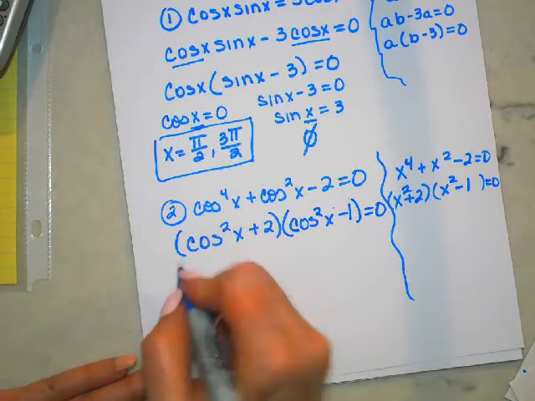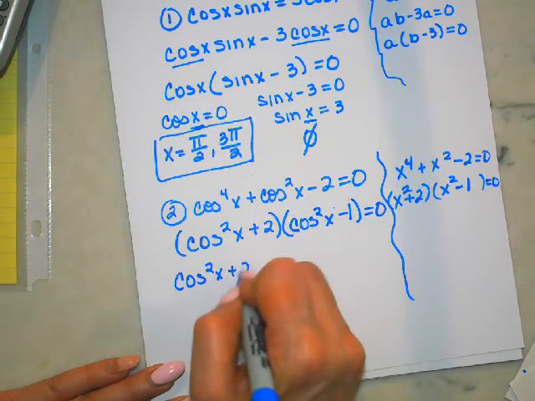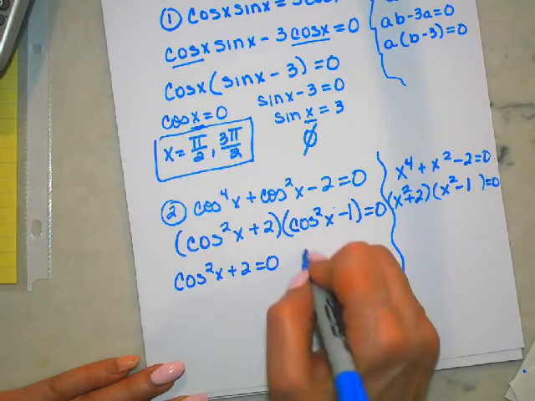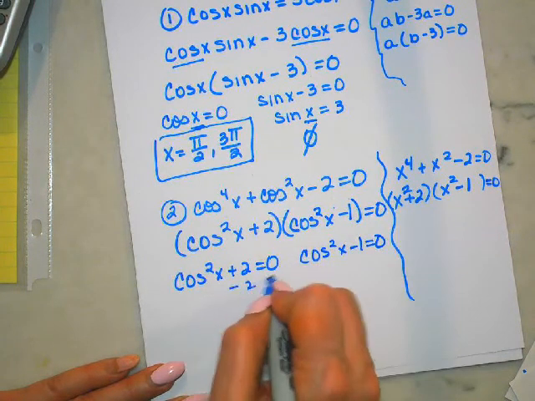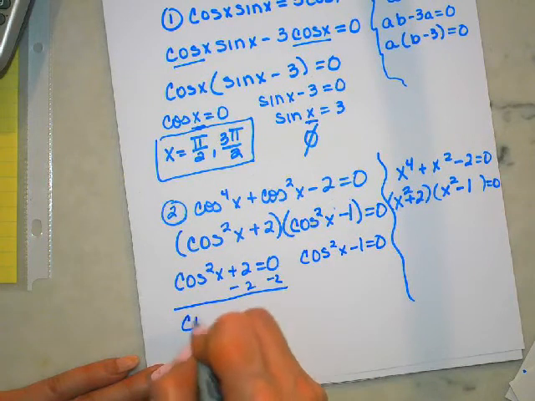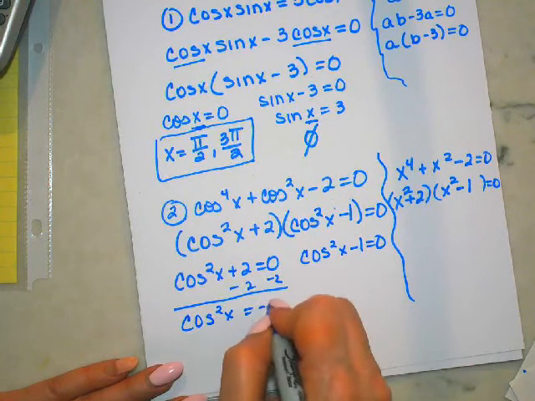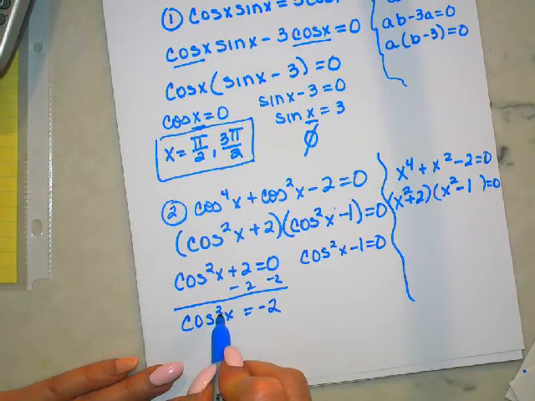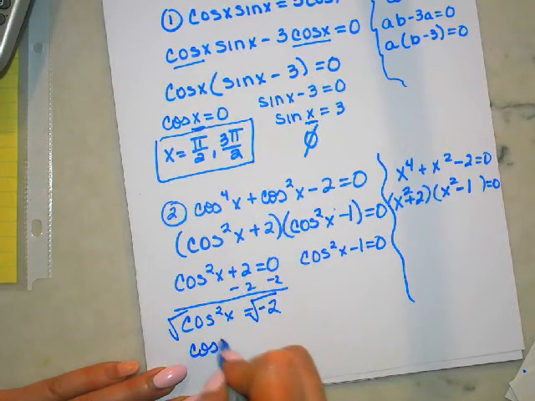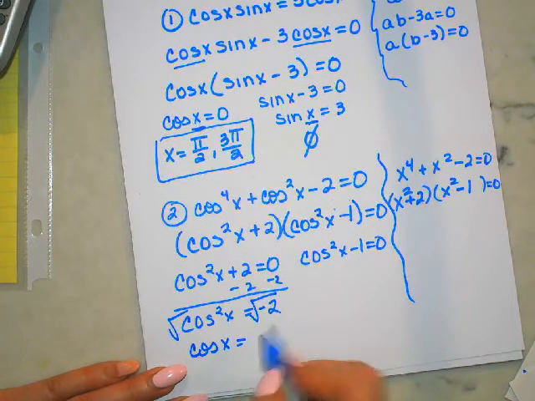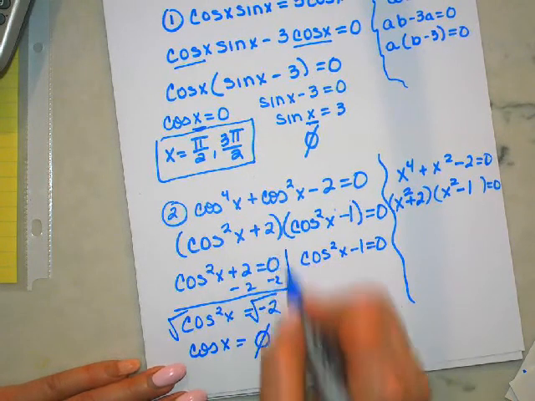And just like you would set these equal to 0, you're going to set both of these equal to 0. Subtract 2. Cosine squared x equals negative 2. Okay, guys, this is squared. When you square, you got a square root. Cosine x is equal to the square root of a negative number. Does not exist. So that one is gone.